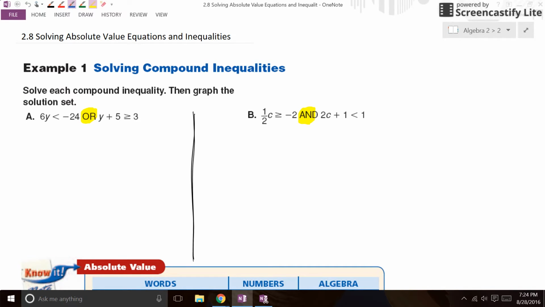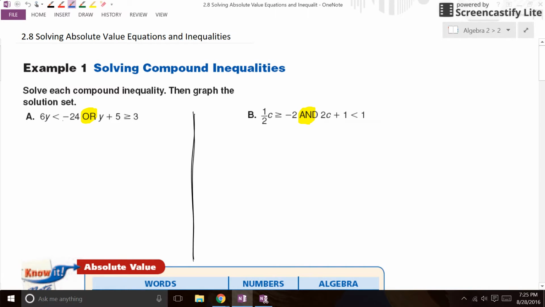All right, let's talk about this one. First, we see an or problem. This is called a compound inequality. That means y has two sets of answers. You can either be in this group or you can be in this group, and you're still good. You don't have to be in both of them. So solve it like normal, but make sure you write the word or in between your answers.